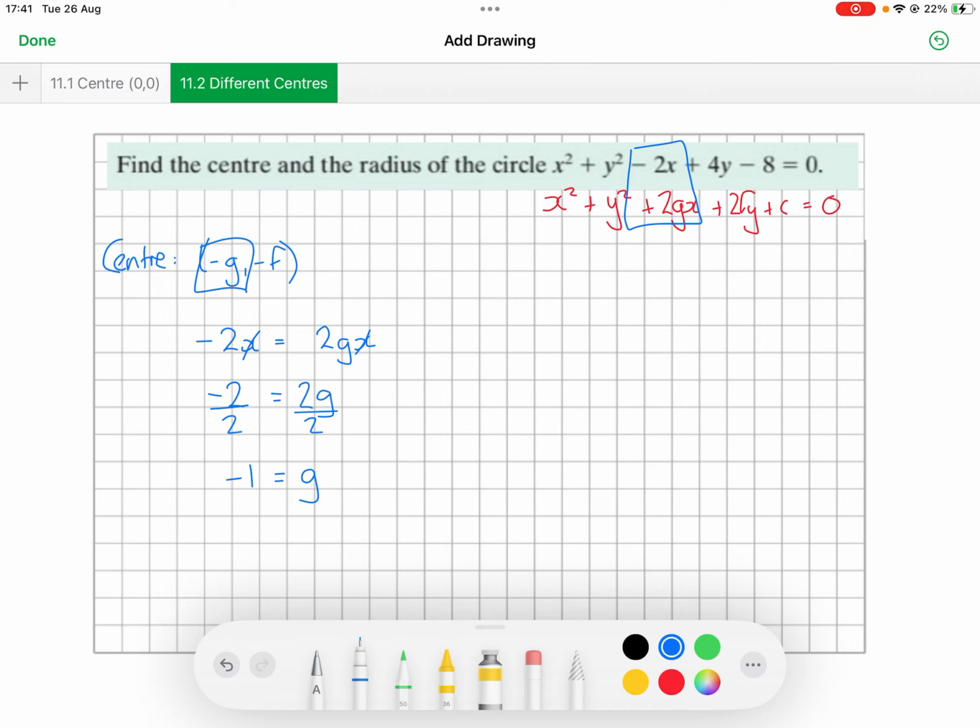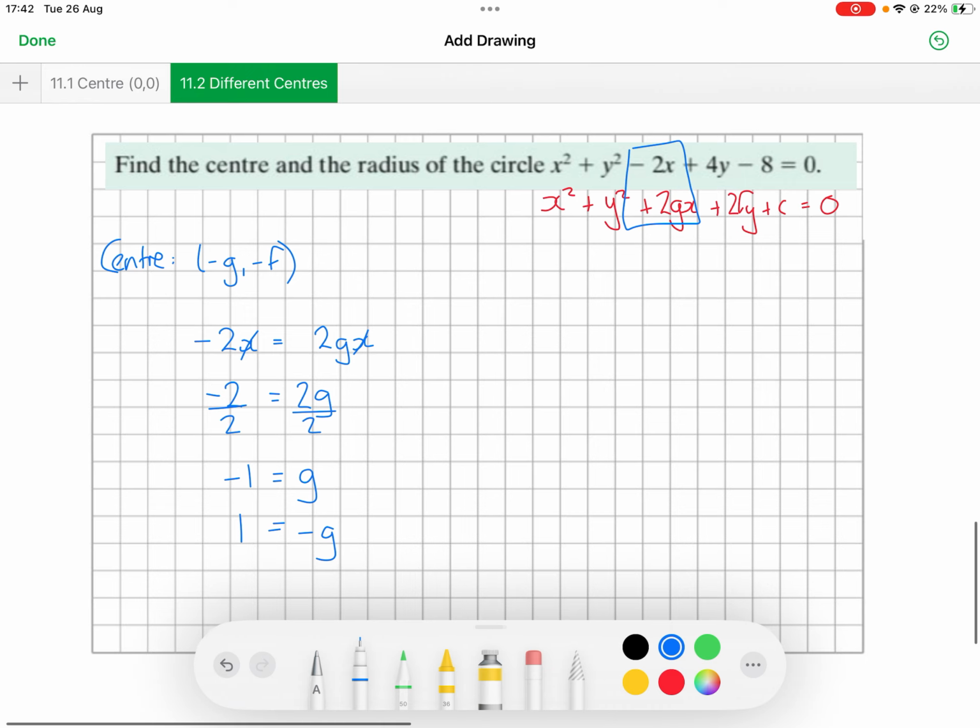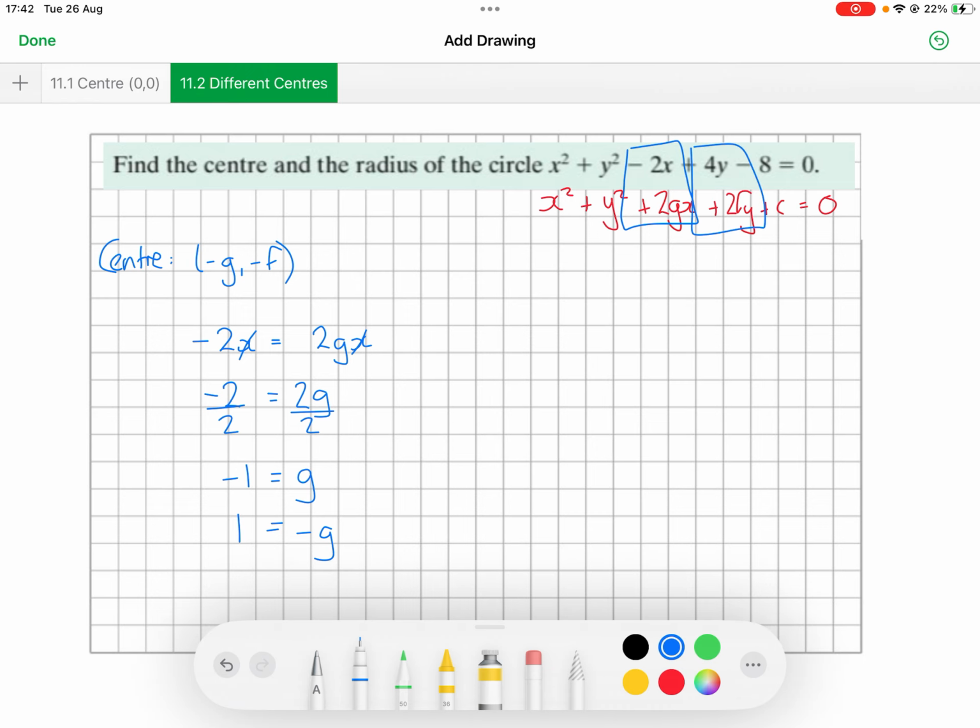But now my centre is minus g. So if I multiply by minus 1 to get minus g, I multiply the other side by minus 1. So basically I'm just changing the signs here. Minus g is going to give me positive 1. I'm going to do the same for f. So I'm given that 4y, and that's a positive, is equal to 2fy. So the y's are gone. So 4 is equal to 2f. I'm going to divide both sides by 2, and I get that f is equal to 2. So that means minus f is equal to minus 2.